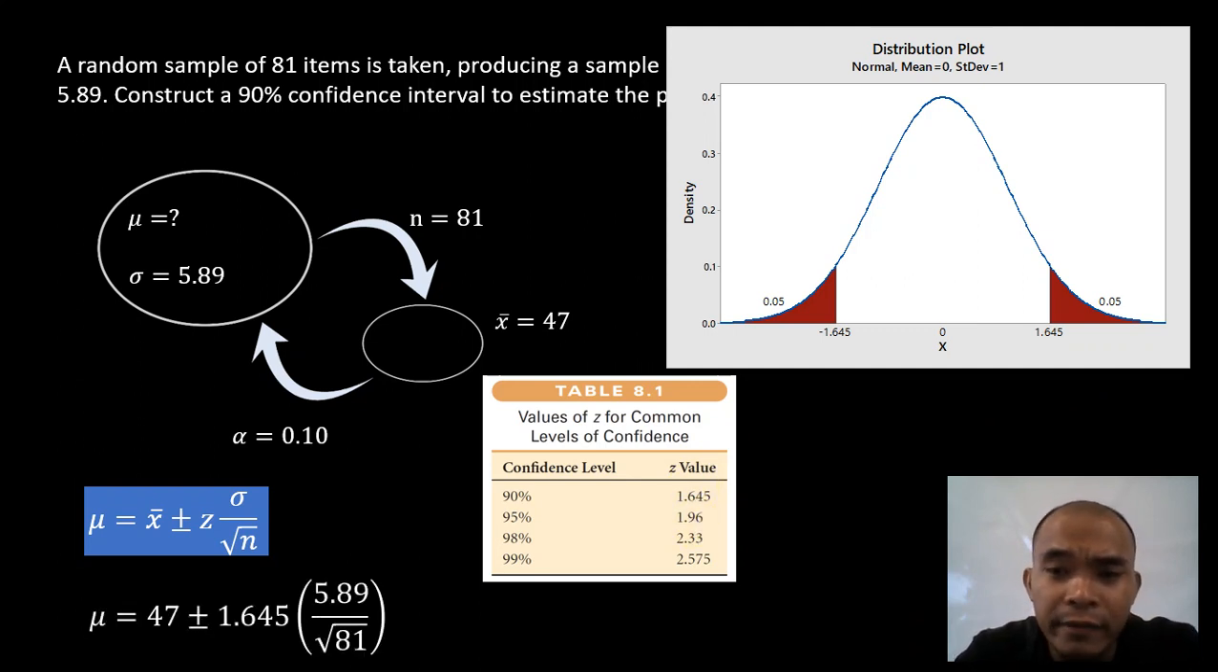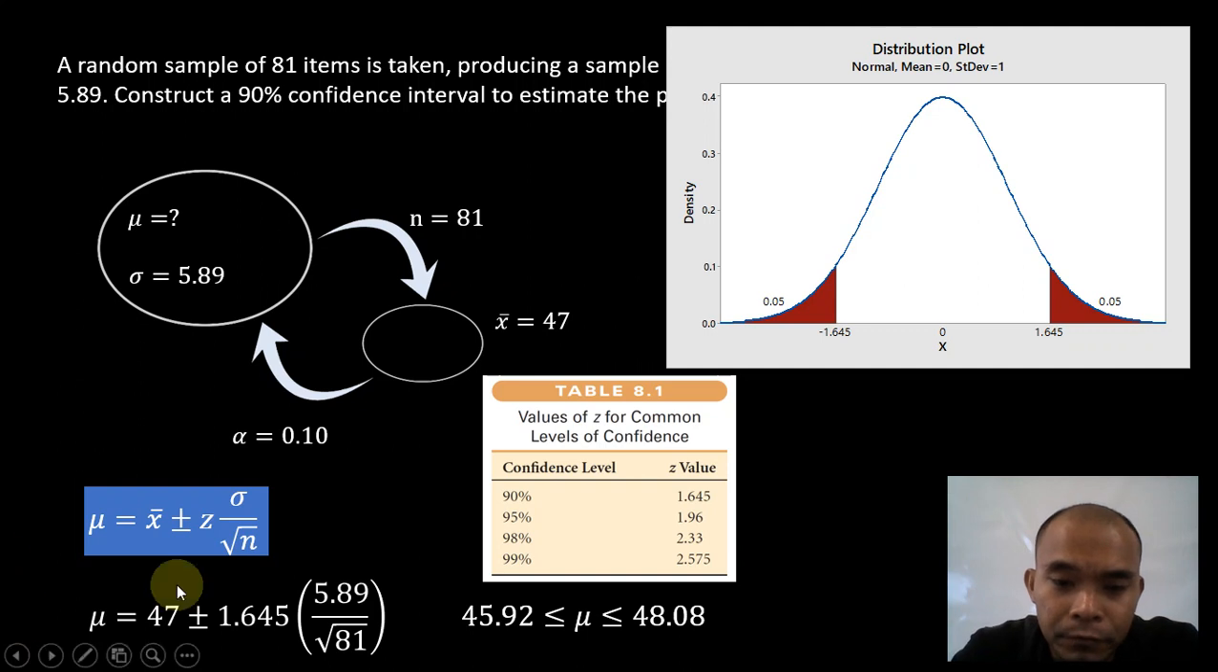Then you substitute the value of 1.645 here, and we can compute the interval. So our population mean is greater than 45.92 but less than 48.08.